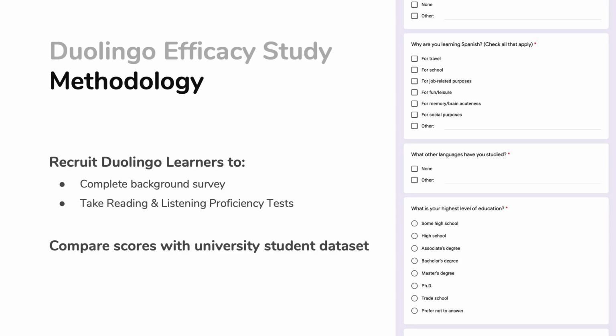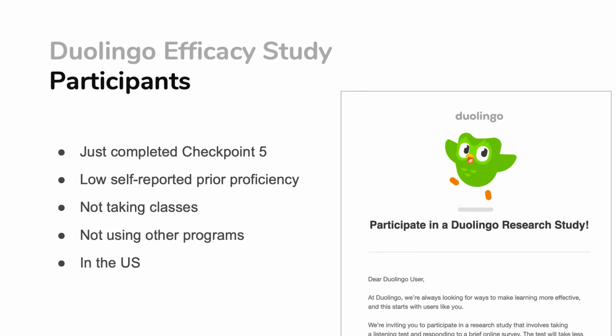We then were going to compare the scores that we collected from these 2 assessments with 2 university student data sets. And these university data sets consisted of university students who had completed different numbers of semesters of foreign language instruction in Spanish and French. So this data set gives us an opportunity to compare how well Duolingo learners perform on reading and listening proficiency tests to university students who have completed different numbers of semesters of foreign language instruction.